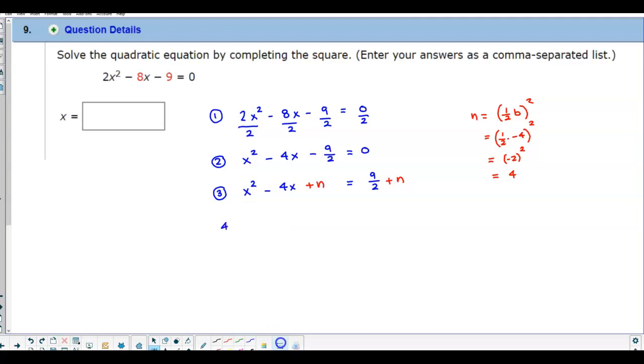So, in step number 4, we're now going to replace n to be 4. So we have x squared minus 4x. So we're going to rewrite now n to be plus 4 here and plus 4 over here.